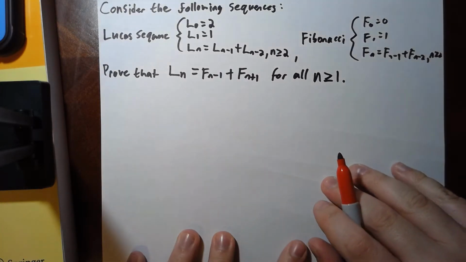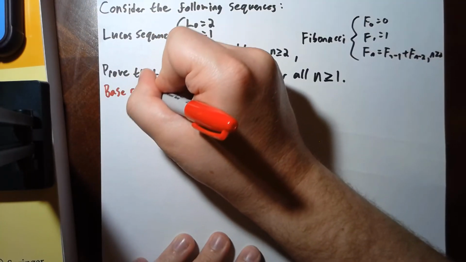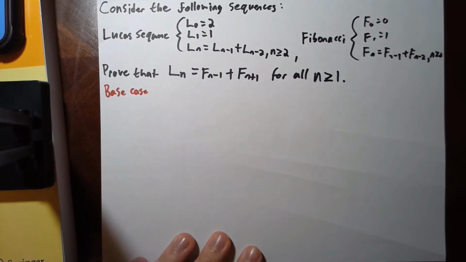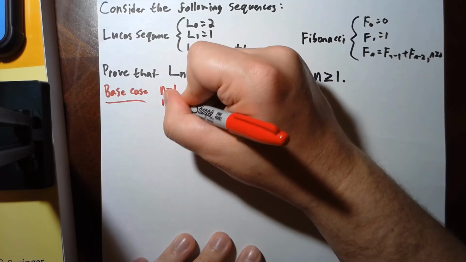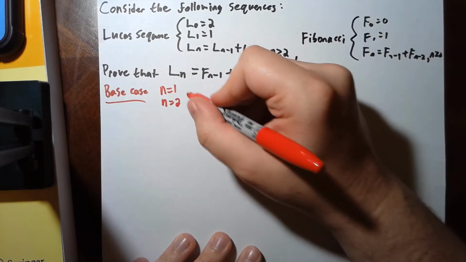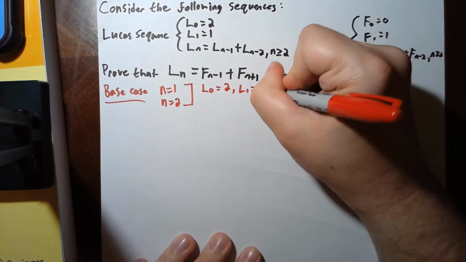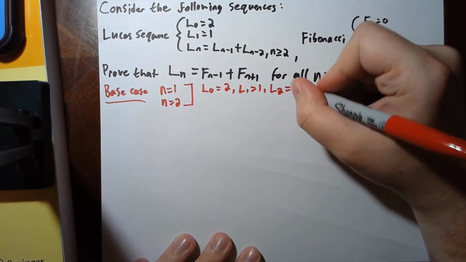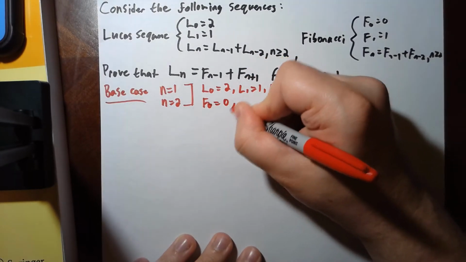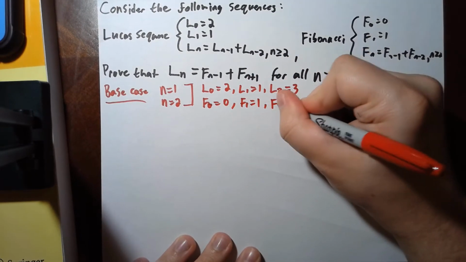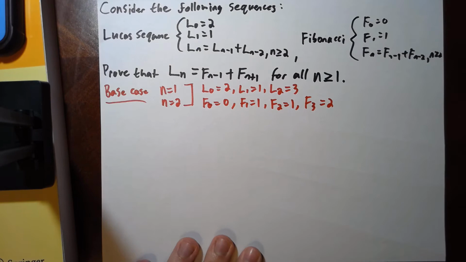So to solve this problem, we're going to use induction. So the base case, we're actually going to use strong induction here. Base case, there's actually going to be two of them. There's going to be n equals 1 and n equals 2. So these are our two base cases. I'm just going to write out a couple terms. So I'm going to have L of 0 is 2, L of 1 is 1, L of 2 is going to be 3. Fibonacci sequence, f of 0 is 0, f of 1 is 1, f of 2 is 1, f of 3 is 2, and I think that's all we need.